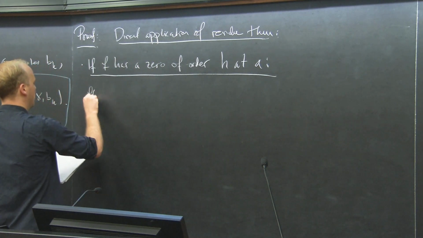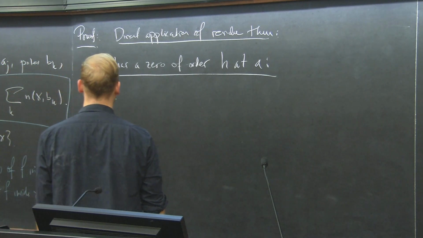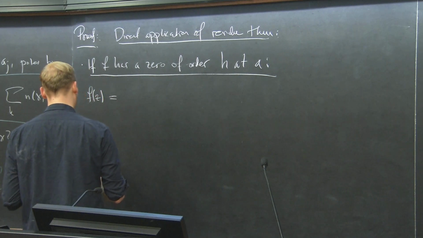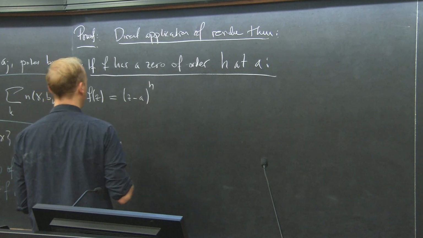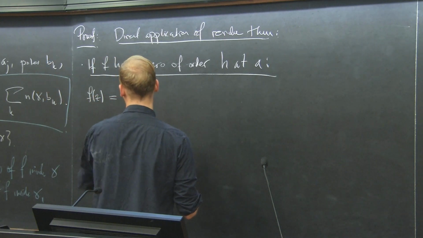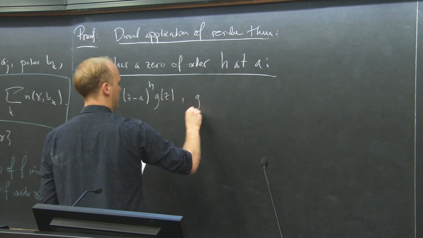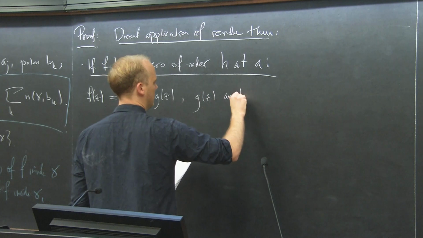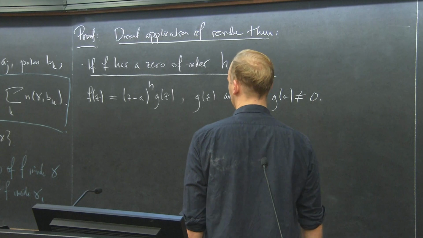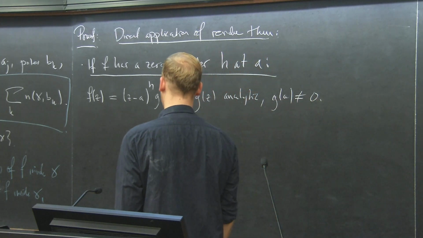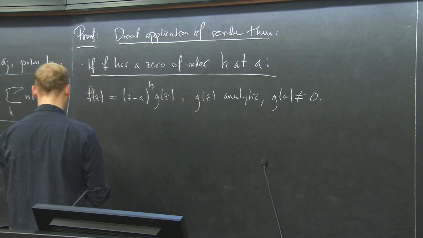Well, we know by the power series expansion in this case that f of z can be written so that I can factor out z minus a to the order of the zero. I can write it like this times some g of z, where g of z is analytic, and g of a is not 0. So again, this is the trick that we use over and over again. It's elementary to see from the power series expansions, but you have this kind of thing.